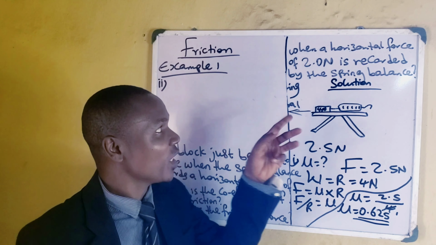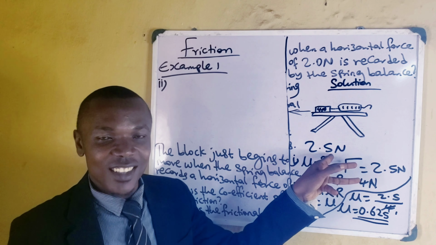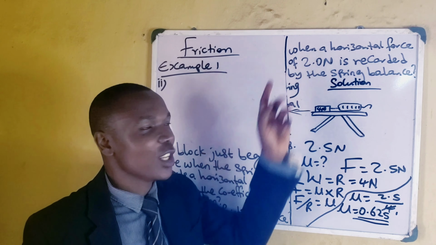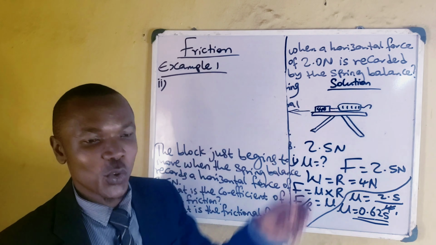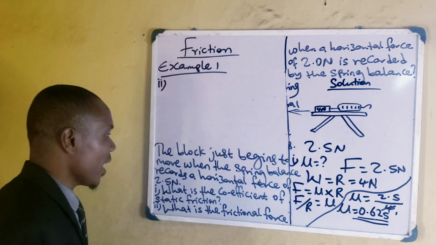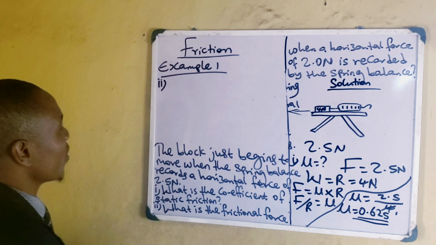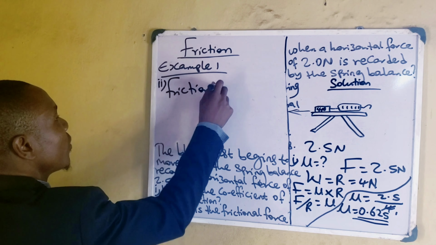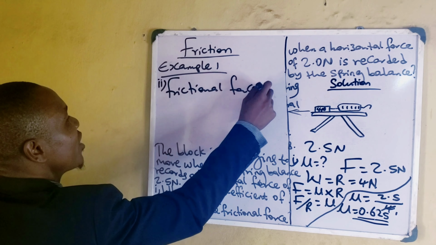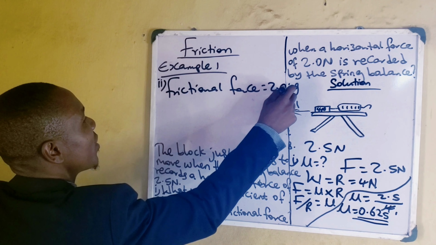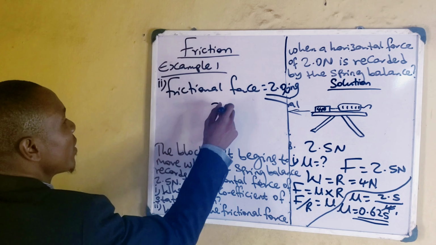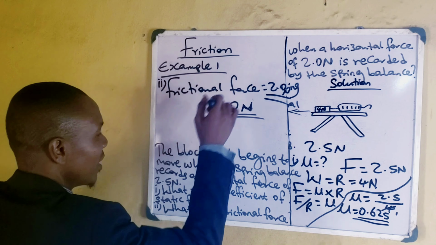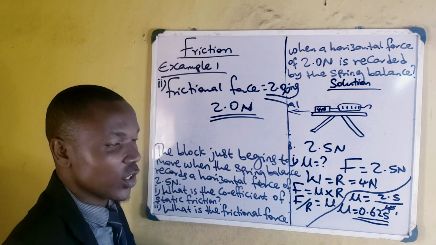So for this thing not to be up to static friction, this object will give it back to this, and therefore the friction will be this 2.0. So here they say, what is the frictional force? We say that the frictional force is equal to the same 2.0. Can you see it? 2.0. It will give it back to this without moving, so that it will balance.